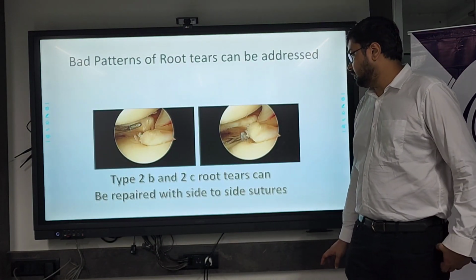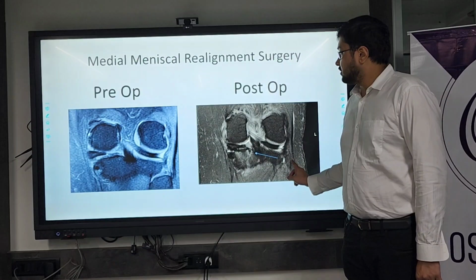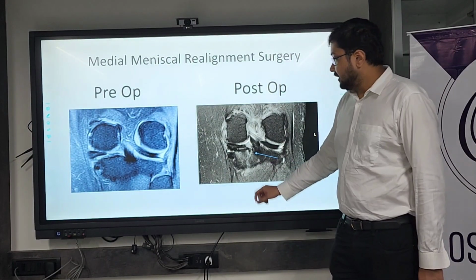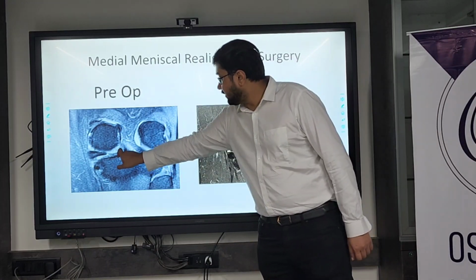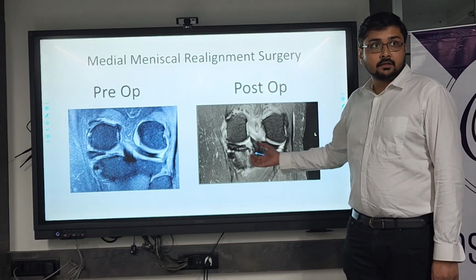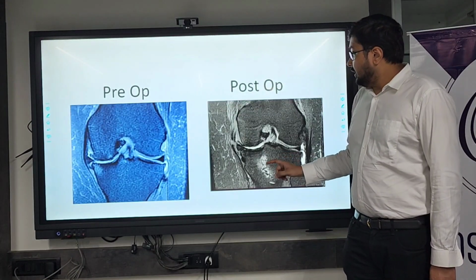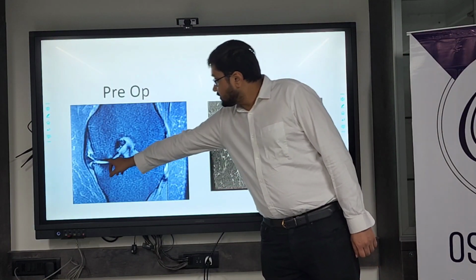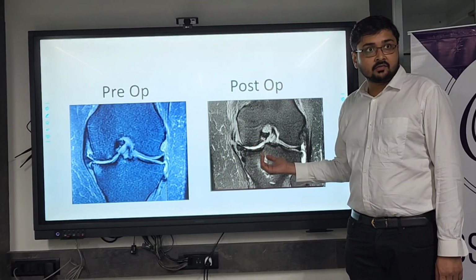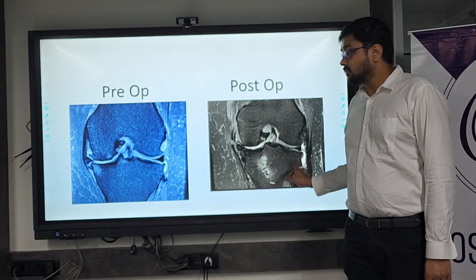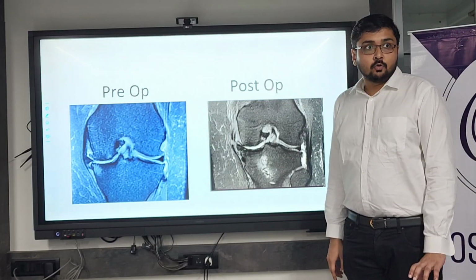Type 2B and 2C root tears can be repaired with side-to-side sutures, like the back patterns. Now, pre-operatively we have seen this was the pre-operative picture, and this is the post-op picture. The meniscus has been pulled back inside. Pre-operatively there was extrusion of the meniscus, and post-operatively we can see that the extruded meniscus has been retrieved inside. The retrieval is around 1.5 to 2.5 mm.